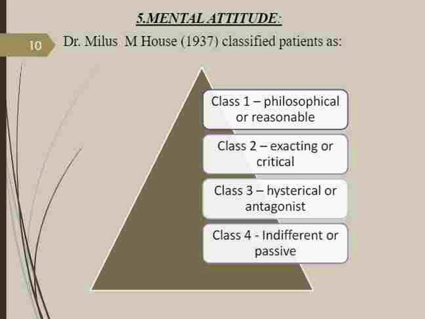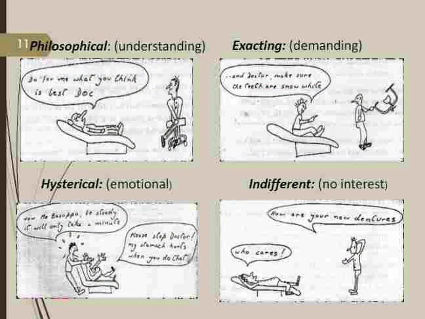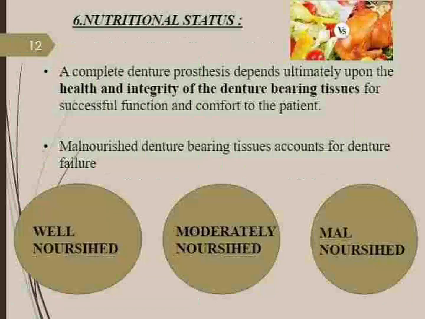Class 3 patients are hysterical or antagonistic patients, who could have some underlying problems which have to be attended to. On the other hand, we have class 4 patients who are indifferent or passive patients, who are exactly opposite to philosophical patients. They have worse prognosis, they are not interested in treatment, and they have come because of compulsion of the family. So this is a picture which clearly shows the various classes of mental attitude given by House.